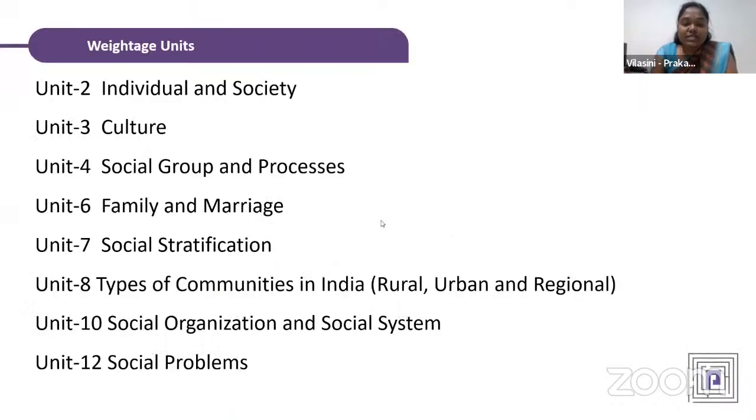Now, the weightage units, in the sense of the most concentrated units and the most frequently asked questions, are unit 2, individual and society, unit 3, culture, unit 4, social groups and processes, unit 6, family and marriage, unit 7, social stratification, unit 8, types of communities in India, unit 10, social organization and social system, and unit 12, social problems. These are the most weightage units on which you have to concentrate and put much effort, because the questions usually asked by the university will be from these particular units.